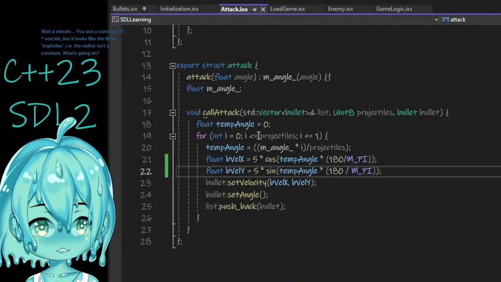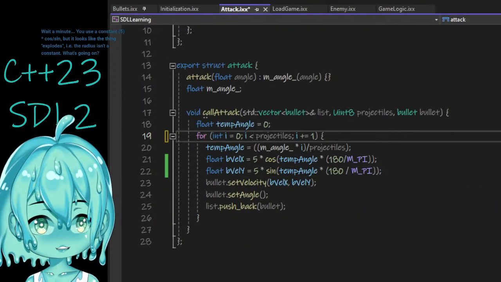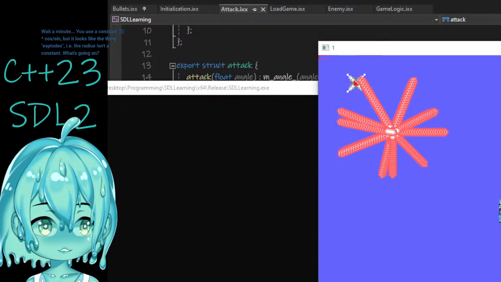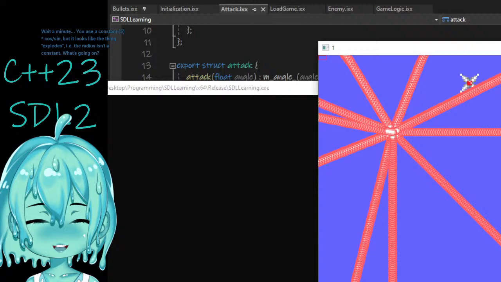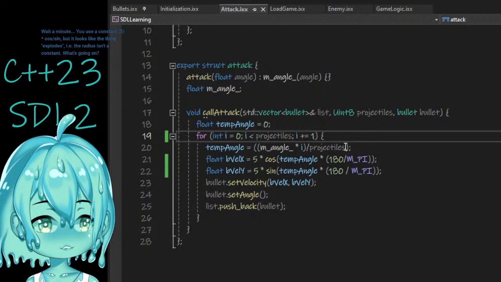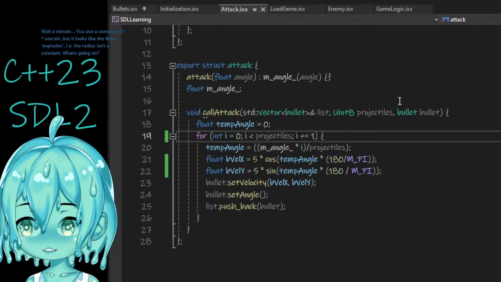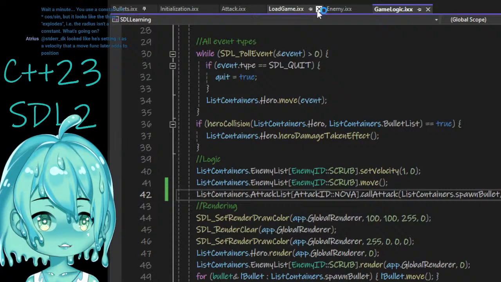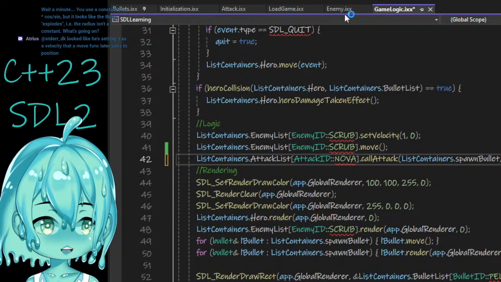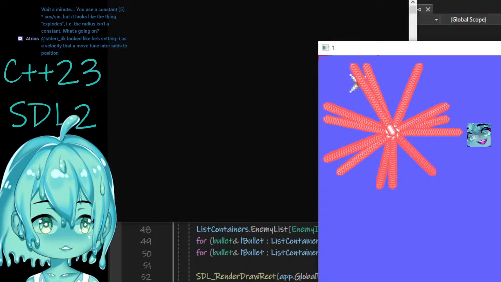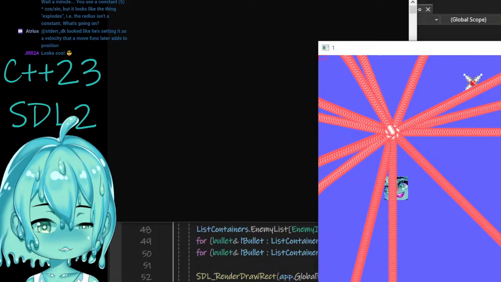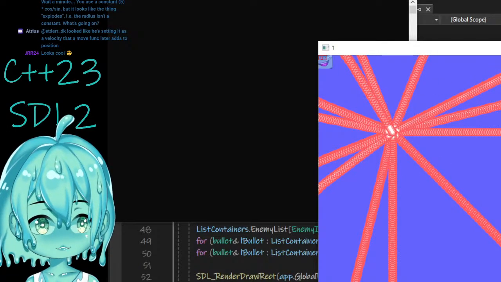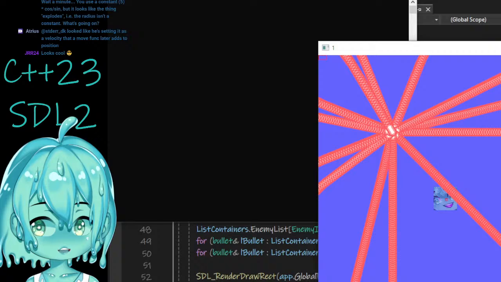Is it this? Should it be less than projectiles? Is that what's going on? Okay, 1, 2, 3, 4, 5, 6, 7, 8, 9, 10. Ah, okay. Well, that's one step done. So what if I change that to 20? 1, 2, 3, 4, 5, 6, 7, 8, 9, 10, 11, 12, 13. Huh.